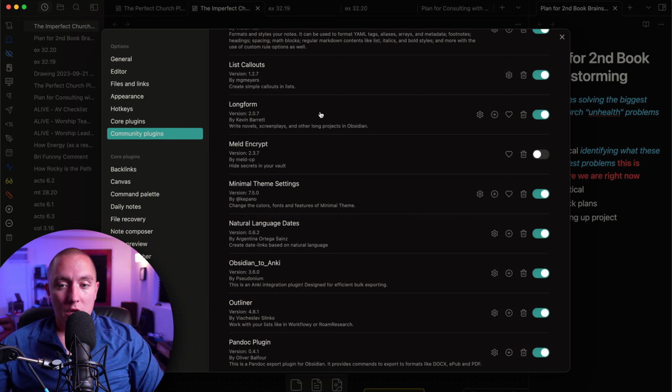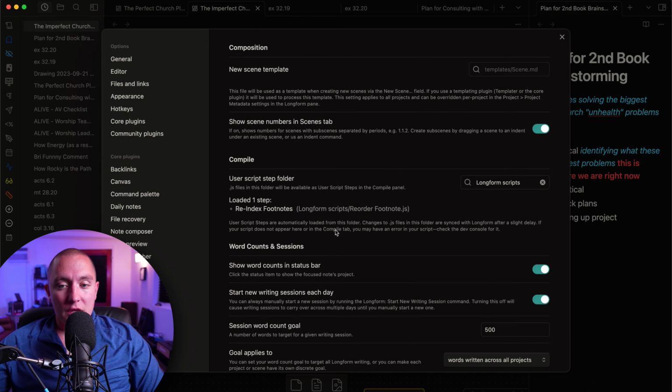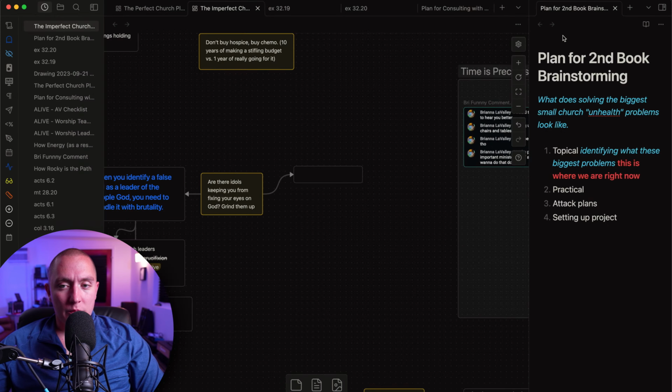Yep, the Longform plugin. So this plugin is all about using Obsidian to write a book. I don't know if that's what you're using, Victor, to write your book, but I hit extreme limitations when it actually came time to edit my book. So when it came time to do beta readers, proof editing, and then I hit extreme limitations when it came time to do formatting.